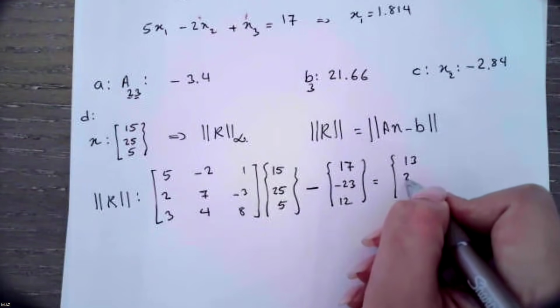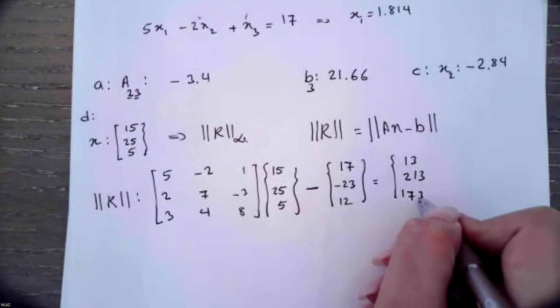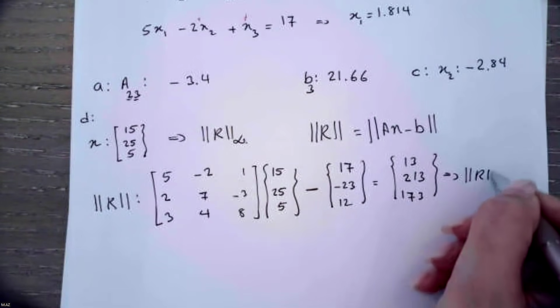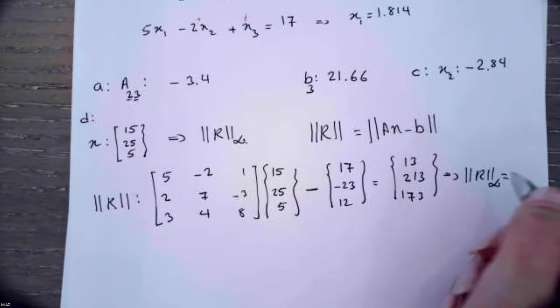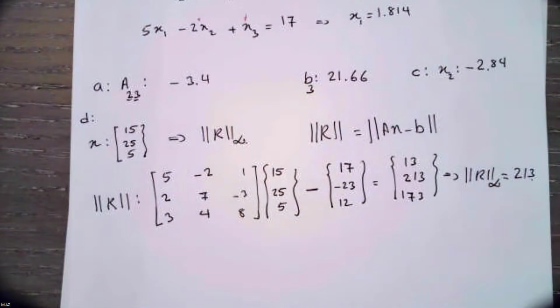The answer is 13, 213, 173. The infinity norm of the residual for these problems, based on this answer, is 213. Okay, this is the answer of part D.